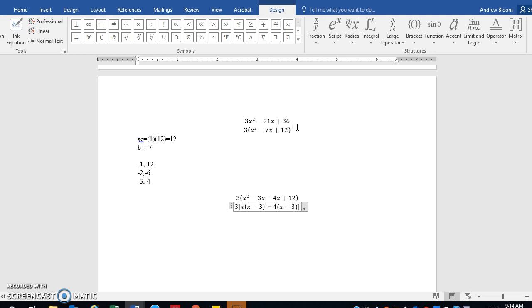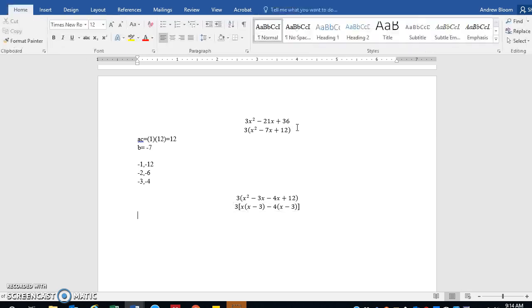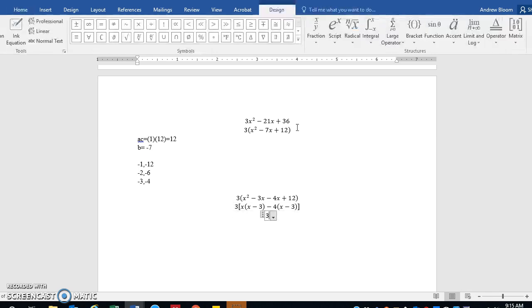It makes no difference. Factoring by grouping, now I have a 2-term polynomial inside of my brackets. I need to continue to write that 3. The 2-term polynomial inside the brackets still has a GCF, right? That GCF is x minus 3. So I'm going to go ahead and factor that out. I have my x minus 4 there as well. Okay, so we have 3 times x minus 3 times x minus 4.